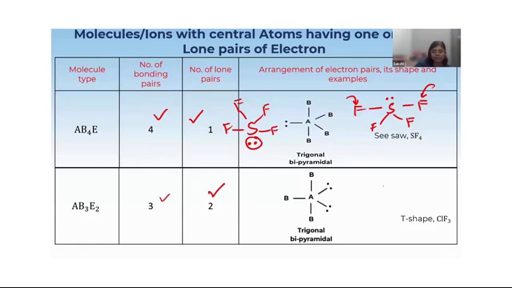Like ClF3. So we have chlorine and ClF3, and I have 2 lone pairs of electrons here, because chlorine has 7 electrons: 1, 2, 3, 4, 5, 6, 7. It is making just 3 bond pairs. Actually, if bond pairs plus lone pairs together are 5, the geometry should be trigonal bipyramidal. But as I told you, for shape we see only the bond pairs. The shape is called a T shape. Isn't it looking like a T, right?